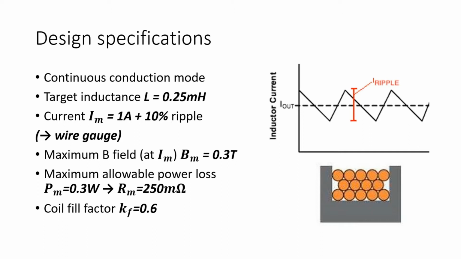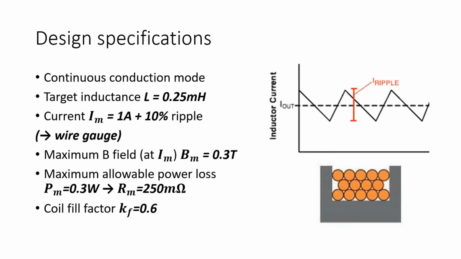We don't want to saturate our core, so the maximum B field should not exceed 0.3 Tesla, meaning the flux density in the core for 1.1 amps of current should not be higher than 0.3 Tesla. We also have, as a specification, a maximum allowable power loss of 0.3 watts, which in turn defines the maximum resistance value we can have in the coil. We're going to work with a coil factor of 0.6, which tells us how much of the space for the coil we're actually using for copper and how much ends up being air gaps or insulator between wires.